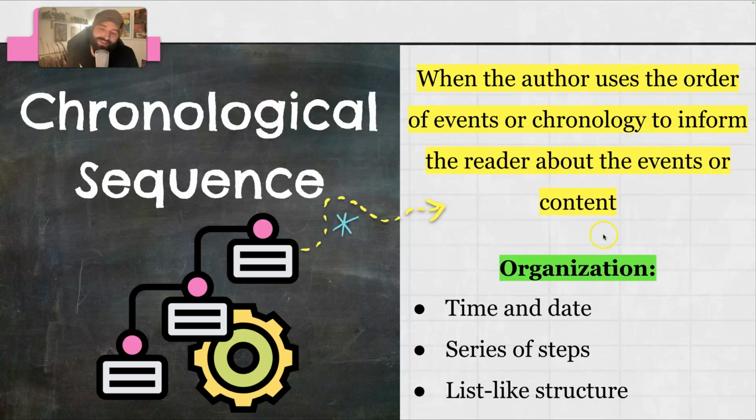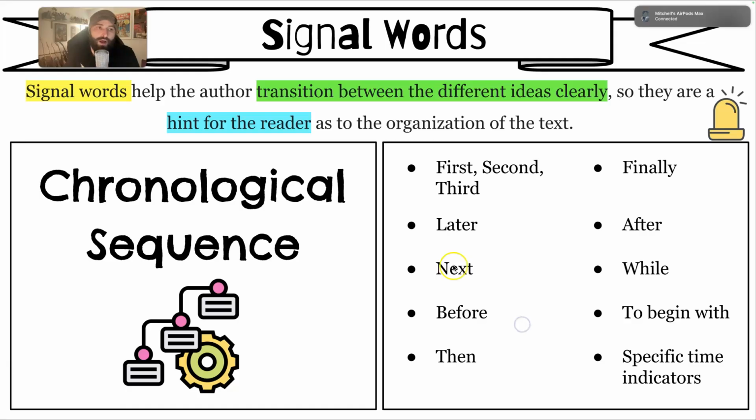The author will do this by time and date, series of steps, or a list-like structure. So time and date, the history of the United States, series of steps, how to fix a car engine, how to make a peanut butter and jelly sandwich. Okay, so you are describing things in a broader sense, but not like the description. This is focusing on time order. So you might describe specific events in the history of the United States instead of just going into one particular event, right?